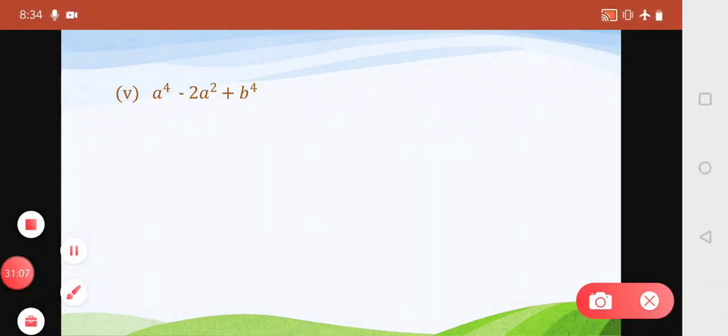Question number 5. A raised to 4 minus 2a square b square plus b raised to 4. Here b square is there in the question, but by mistake it is gone. So this is b square. In the question it is a raised to 4 minus 2a square b square plus b raised to 4. Now this is identity number 2, that is the perfect square for subtraction.